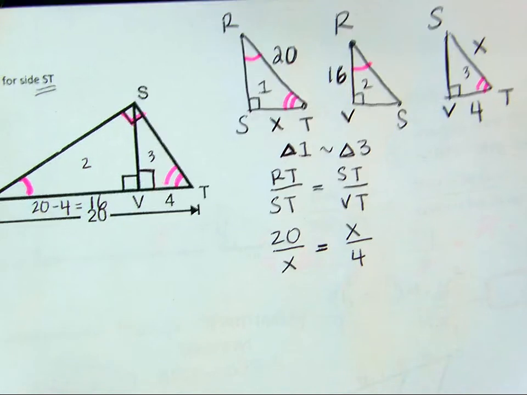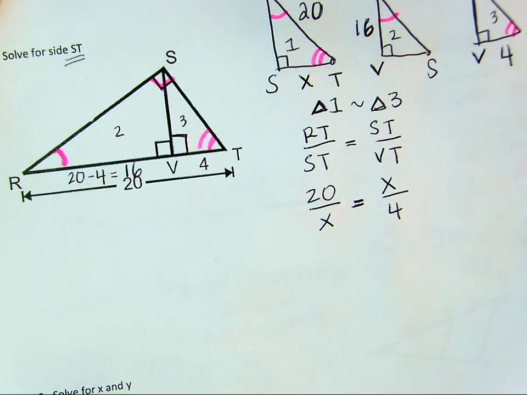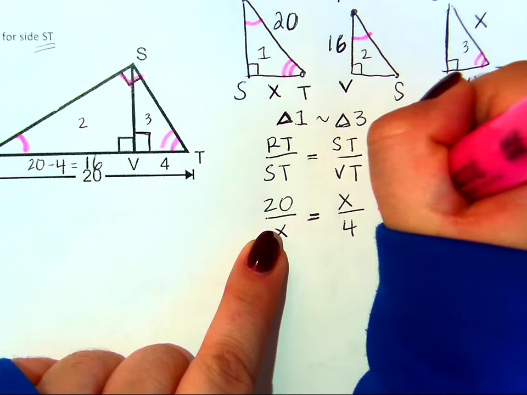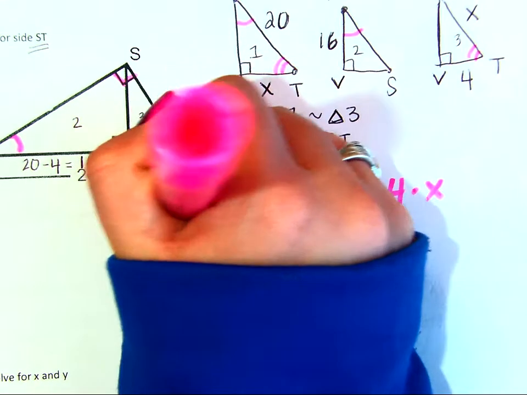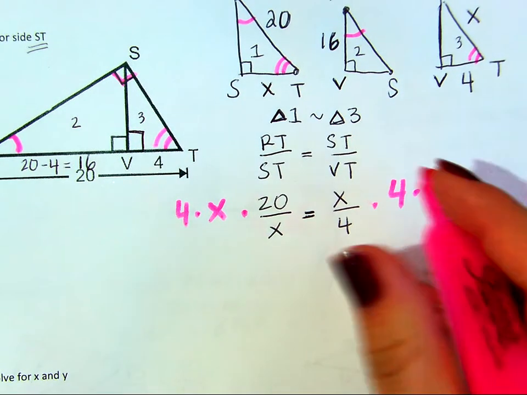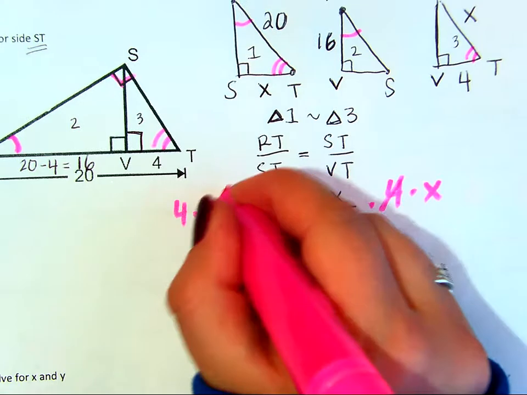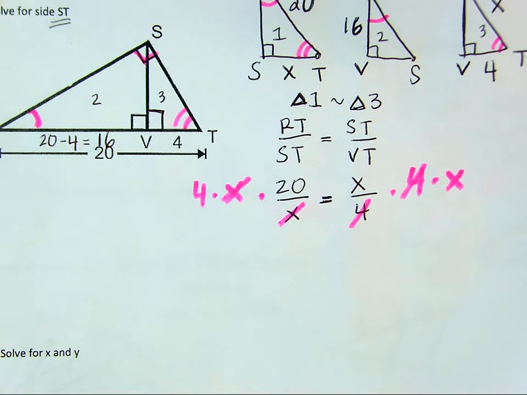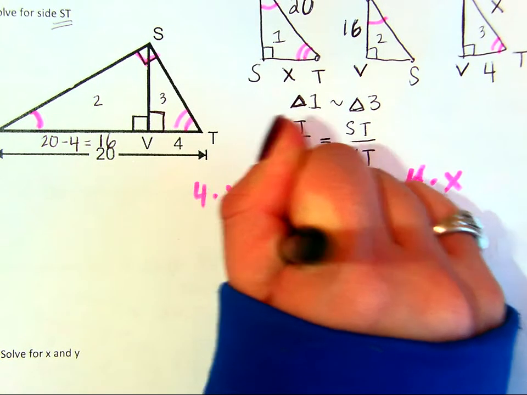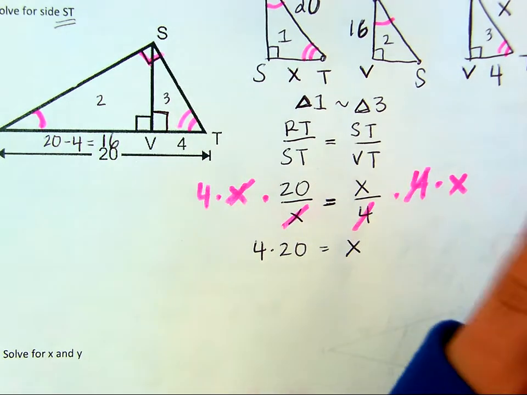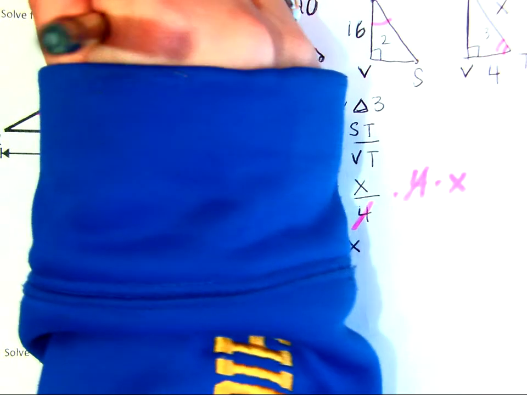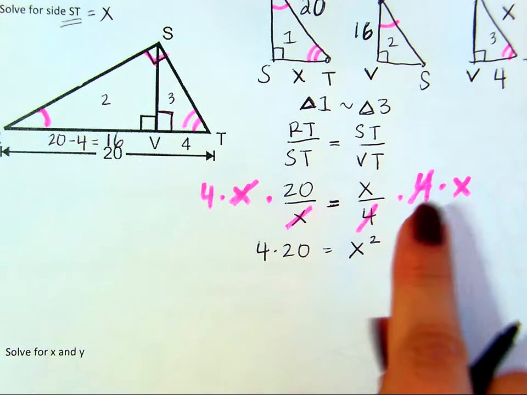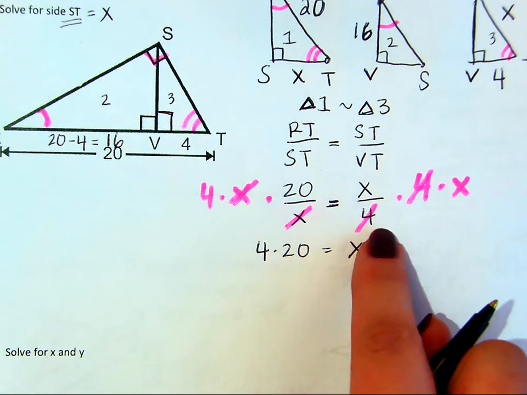Okay. So in order to get rid of these fractions, I'm going to multiply by the denominators. My denominators are 4 and X. Multiply by 4 and X. So my 4's cancel out here. My X's are gone. So I have 4 times 20 equals X, or ST. ST is X. X times X, which is X squared. So I have an X here, X, my 4's are gone, I have X squared.